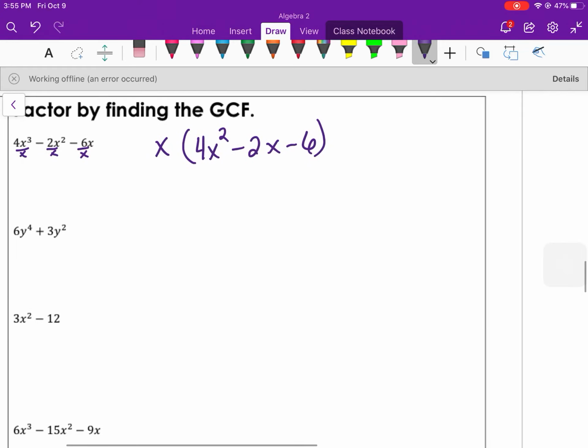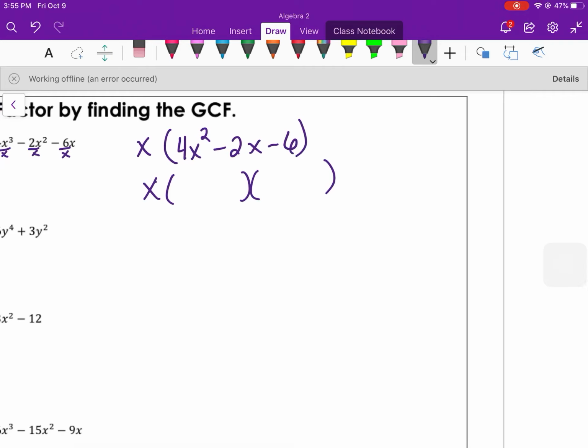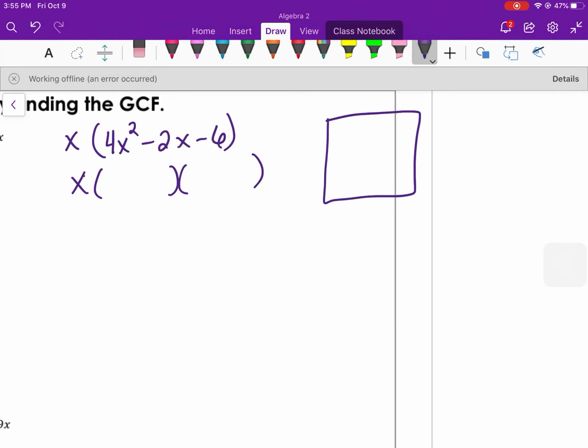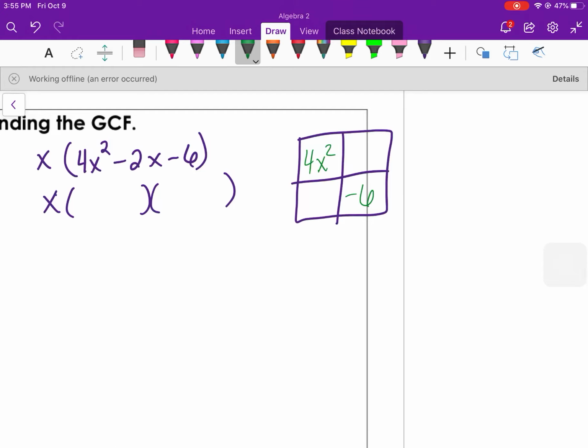Then let's see if I can factor this any further. So if you want to guess and check, you would start by your parentheses. It's a -6, so you know that you have to have one positive and one negative factor. 4x squared though, so you could either have 2x and 2x or 1x and 4x. So I'm going to do it with the box. I'm going to put the 4x squared here and the -6 here. Then we multiply. 4 times -6 is -24. And it has to add up to -2.